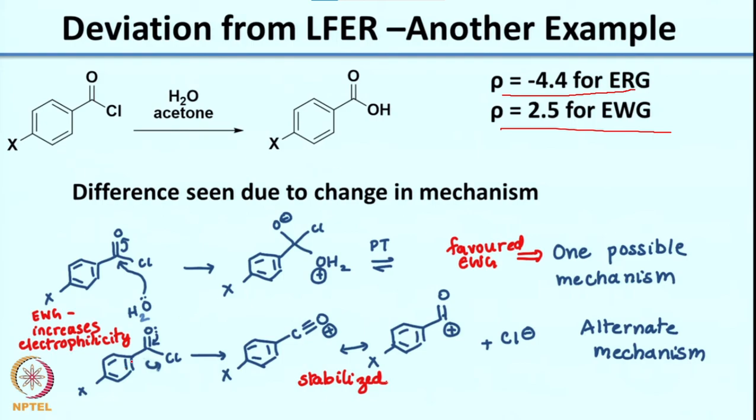Now the second case is when the lone pair of oxygen will make a bond here, followed by the elimination of chloride ion to give the stabilized intermediate here, and this intermediate then again will be trapped by the water molecule to give the corresponding product further. So this is the alternate mechanism. Now which mechanism will be favored?